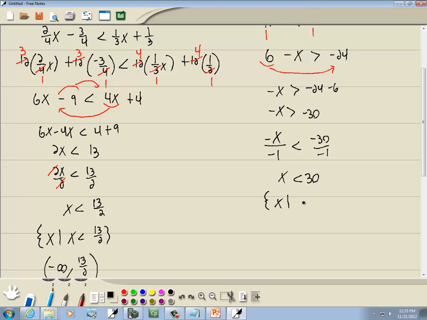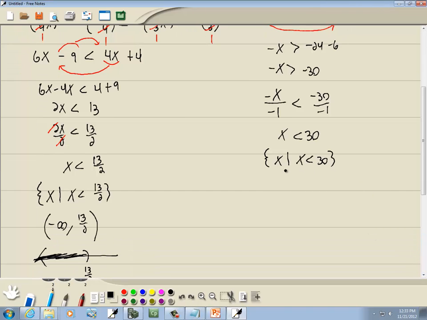Curly brackets around it. X is less than 30. Like that. Since it's less than a number, it's going to negative infinity. And specifically, it's a less than, so it has to be parentheses. Less than or equal to is where you put a bracket. Parentheses on 30, parentheses on the 30. It's going negative infinity, I shade a negative infinity. And that would be your answer.